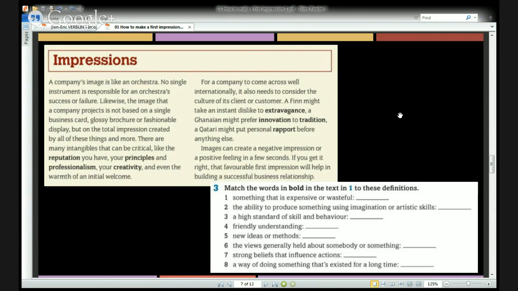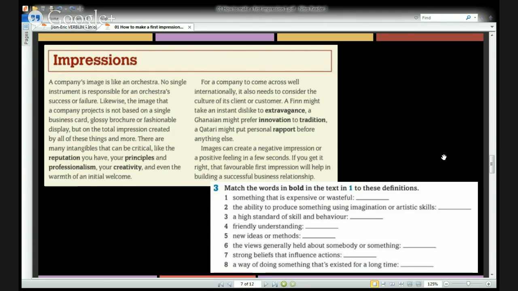So let's take a look at that. Match the words in bold with the definition. Let's make sure that all those words are really clear. Something that is wasteful or expensive. So you're only picking words in bold. Okay? Carmen, something that's wasteful or expensive. What do you think? I'd go for extravagance. Extravagance is correct.